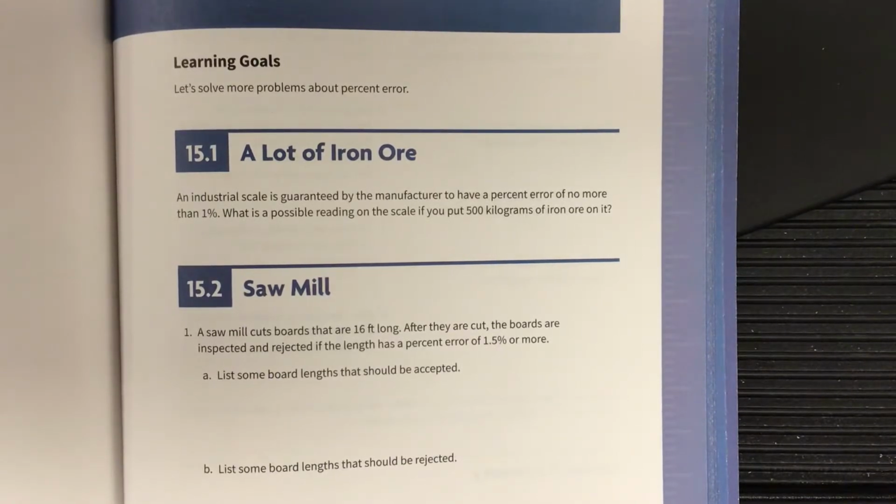First question, industrial scale is guaranteed by the manufacturer to have a percent air of no more than 1%. So is it possible, reading on the scale, that you put 500 kilograms of iron ore on it?